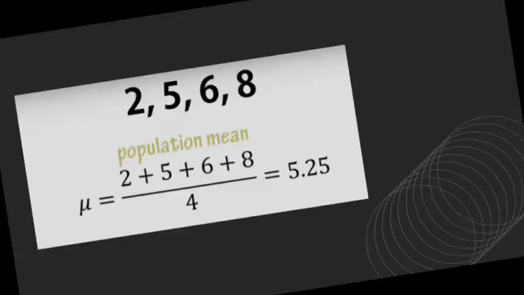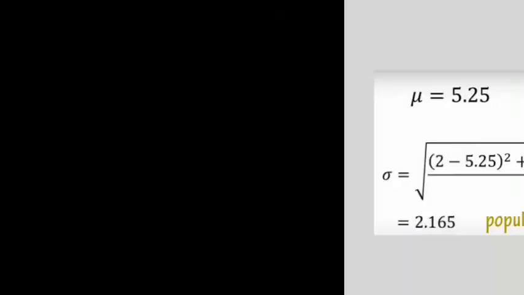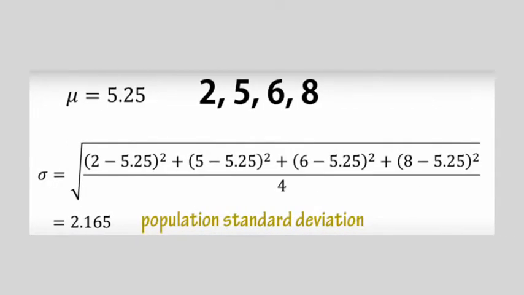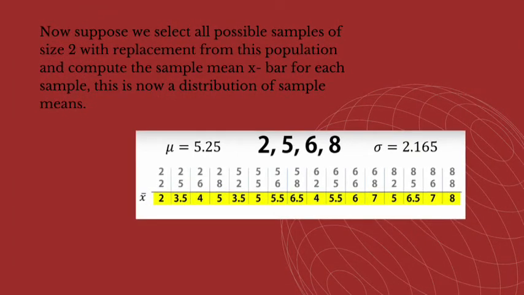Consider a population consisting of these four values. The mean of these values is 5.25. The population standard deviation is 2.165. Now, suppose we select all possible samples of size 2 with replacement from this population and compute the sample mean x bar for each sample. This is now a distribution of sample means.